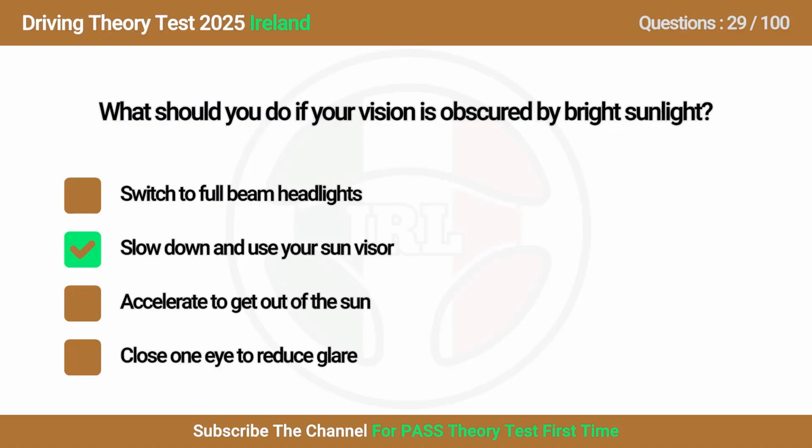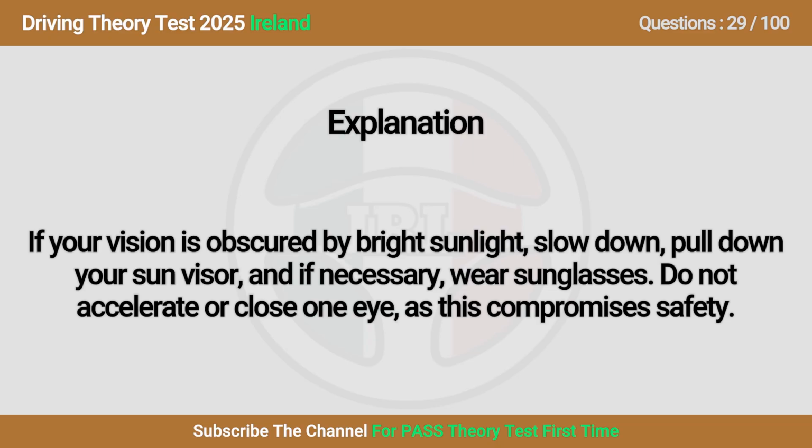Answer is B. Slow down and use your sun visor. If your vision is obscured by bright sunlight, slow down, pull down your sun visor, and if necessary, wear sunglasses. Do not accelerate or close one eye, as this compromises safety.